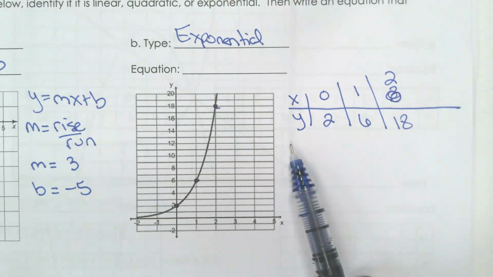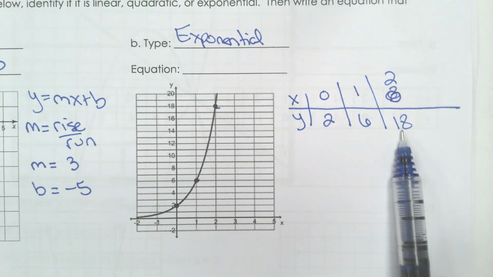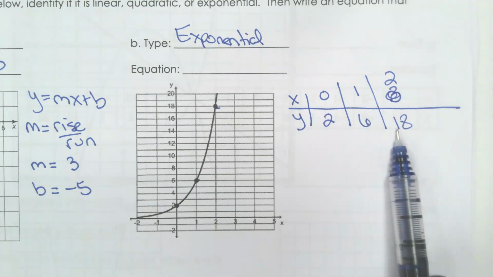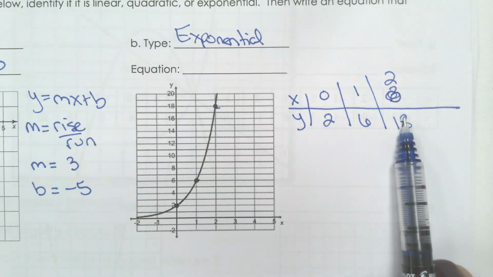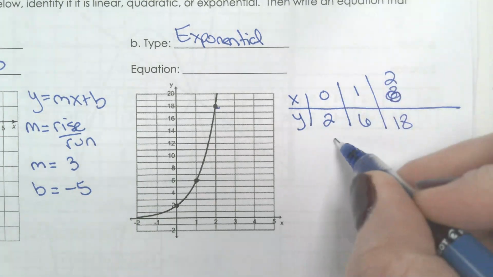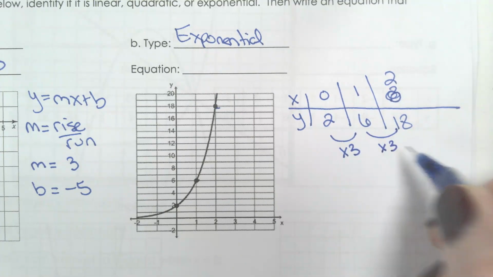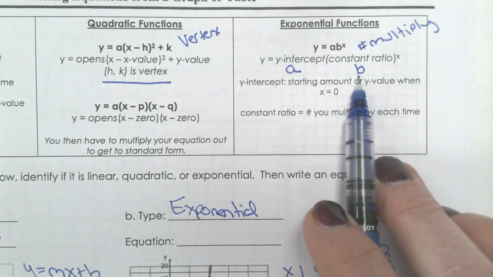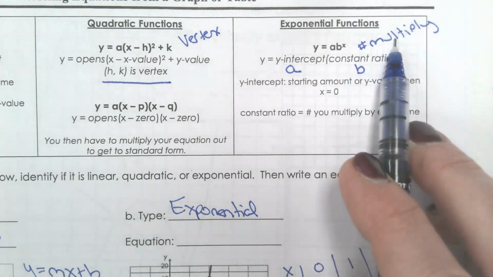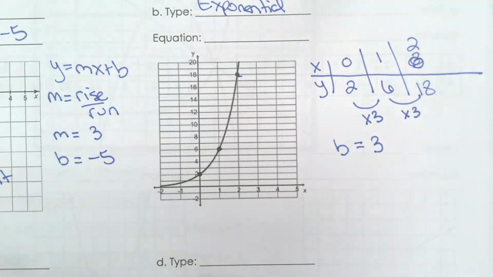So when you have an exponential, we expect that you should have to multiply by the same number to get from one y to the next. What number do you multiply to get from 2 to 6 and then 6 to 18? 3. You multiply by 3. So to get from here to here, you go times 3. To get from here to here, you go times 3. If you look back up here at the notes, it says that b is the constant ratio, or the number that you are multiplying by. So based on that explanation up there, b equals 3.